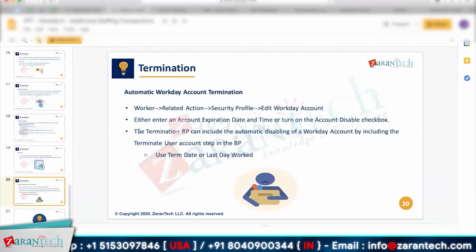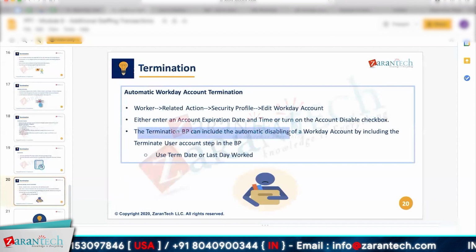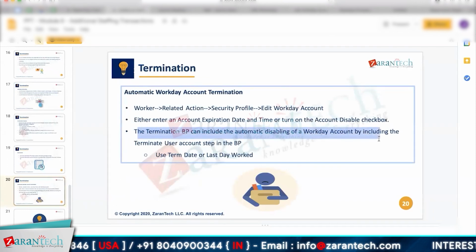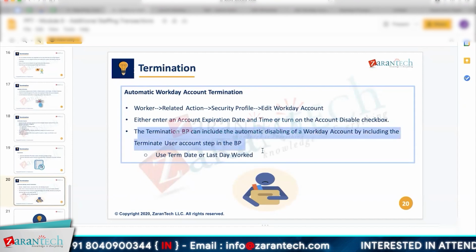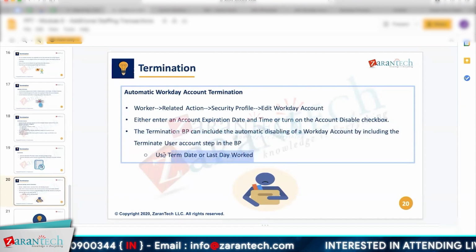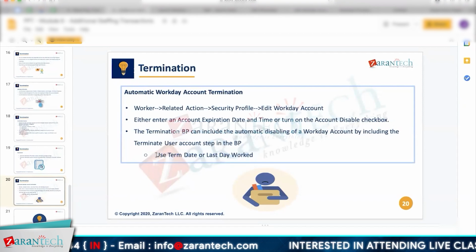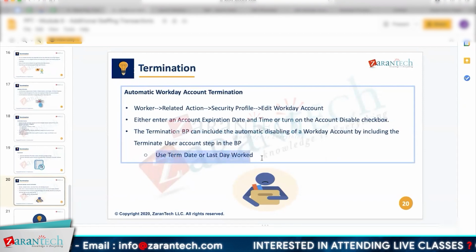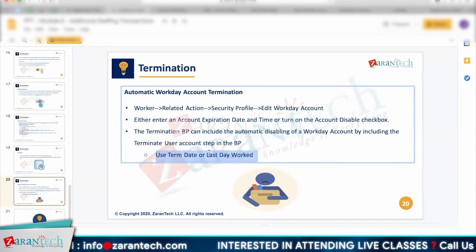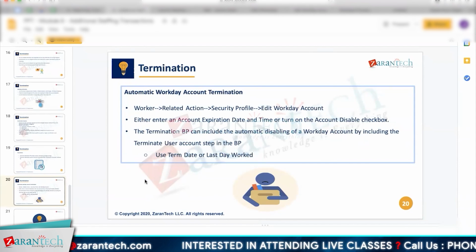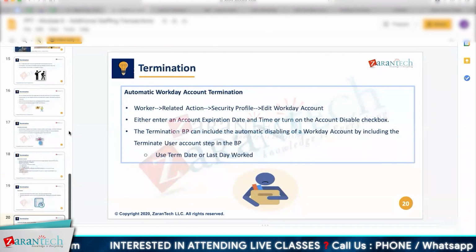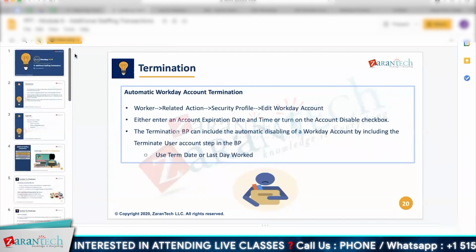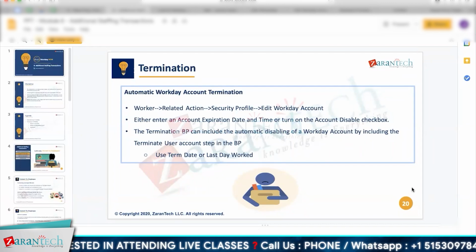That's why it says that the termination BP can include the automatic disabling of a Workday account by including the terminate user account step in the BP that we just saw. Use term date or last day worked. So we can define that we want that Workday account to be deactivated on the last day. So that's about the whole process, and these are the different transactions that we learned today that we can execute in the system.